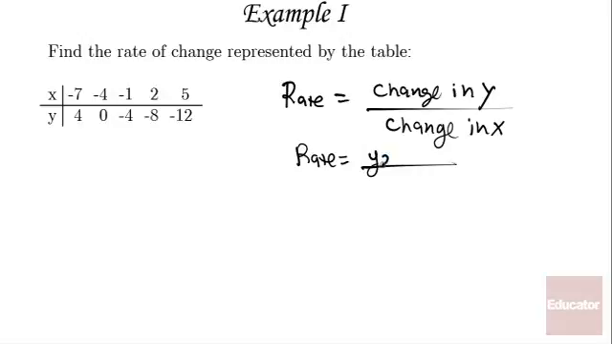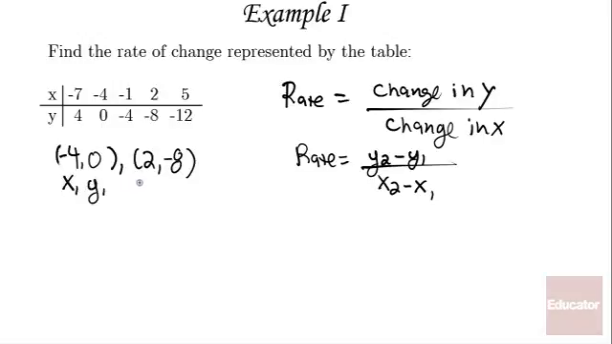So what I need to do is take two sets of values and figure out what the rate of change is. And I'm going to take my y2 minus y1 over x2 minus x1. And I could pick any two pairs. I'm going to select, correction, that is -4, 0, and 2, -8. So I'm going to have two pairs that will give me x1, y1, and x2, y2.